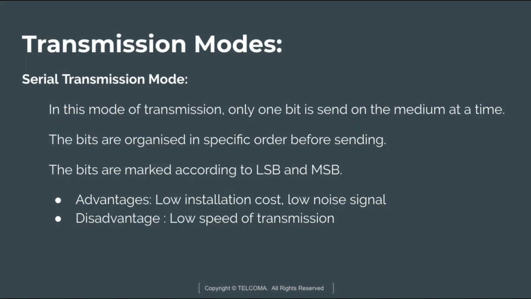Next we will discuss the serial transmission mode. In this mode of transmission, only one bit is sent on a medium at a time. The bits are organized in a specific order before sending. They are reassembled at the destination. Here the bits are marked according to the least significant bit and the most significant bit. The advantage of this system is that it has a low installation cost and provides a low noise signal, whereas the disadvantage is the low speed of transmission.